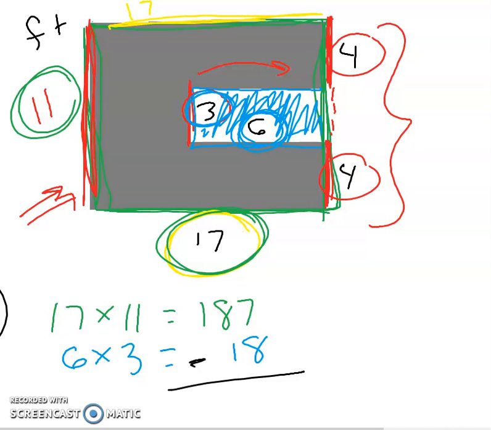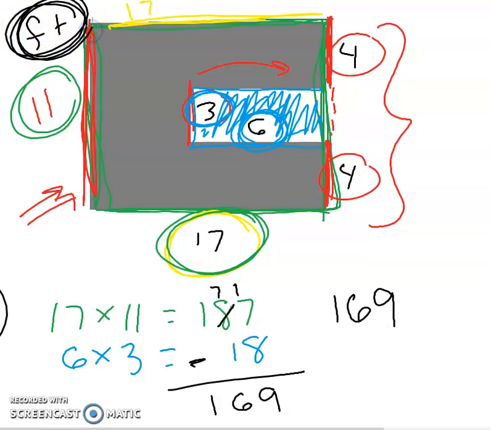So when you do that, you are going to have to borrow. So 17 minus 8 is going to be 9. 7 minus 1 is 6. And you bring down that 1 because there is nothing subtracted from it. So your final answer for this problem is going to be 169. And the units are going to be feet squared.